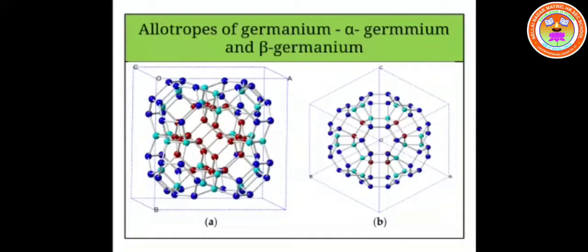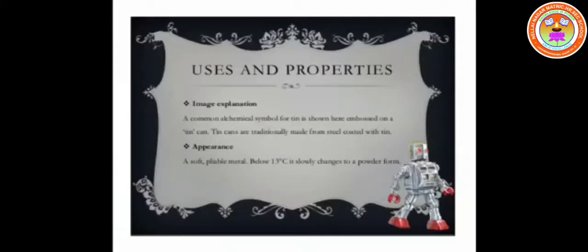Allotropes, listen very carefully, children. Allotropes are made up of the same element, but they have different appearance. Appearance is different, but the making up matter is the same. They are made up of the same element, but they have different structures and different appearances. So they are called allotropes. Okay. See, the next element is tin.